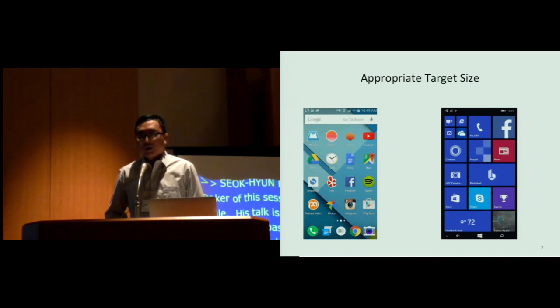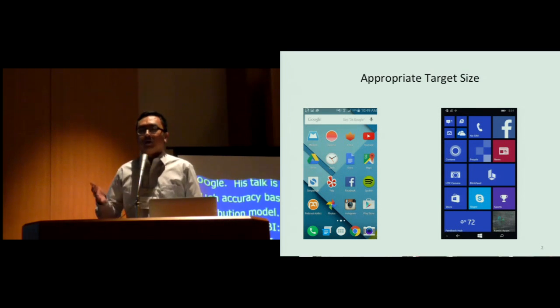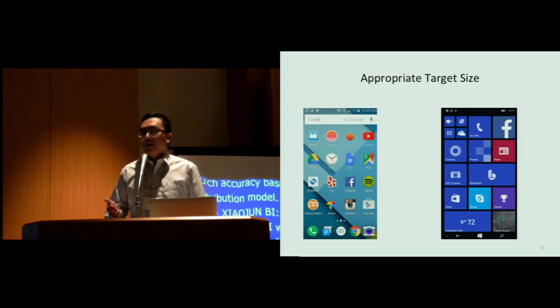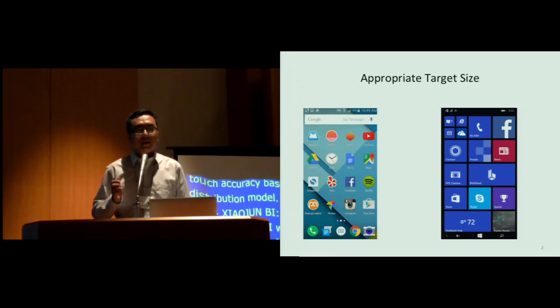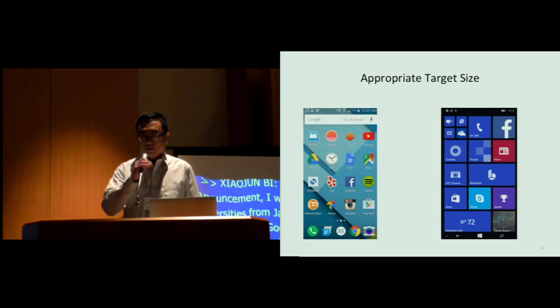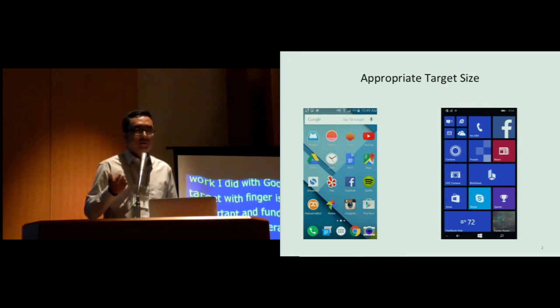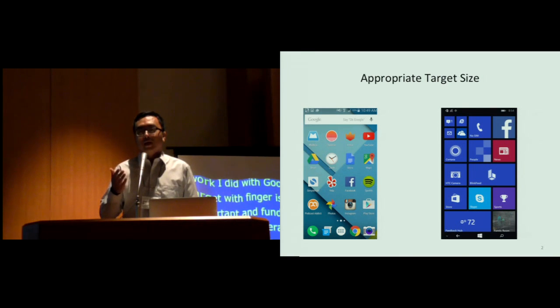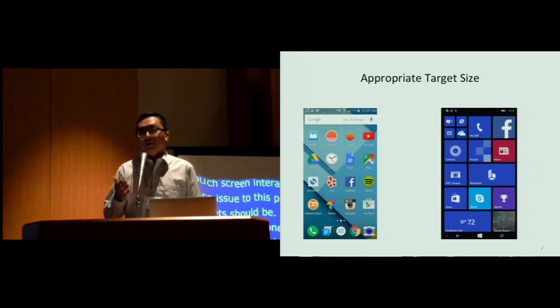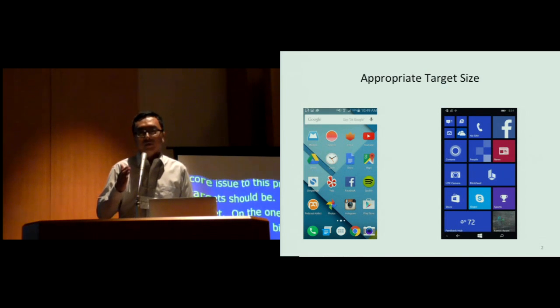Selecting targets with a finger is probably the most important and fundamental task for touchscreen interaction. One very core issue to this problem is how big targets should be. What's the appropriate size of a target? On the one hand, the target should be big enough to accommodate the imprecision of finger touch. On the other hand, if a target is too big, it takes too much screen space and limits the number of targets you can show. So designers need to strike a balance between the space and the accuracy of the target.